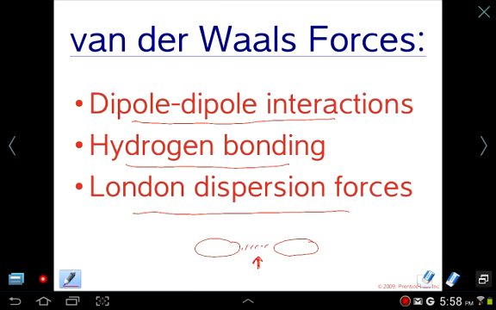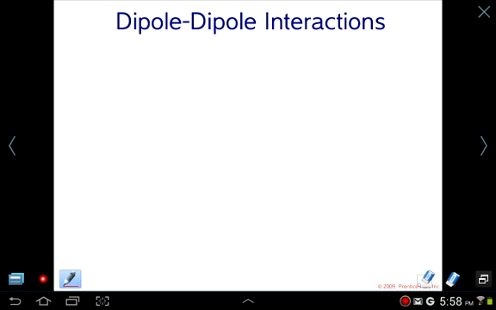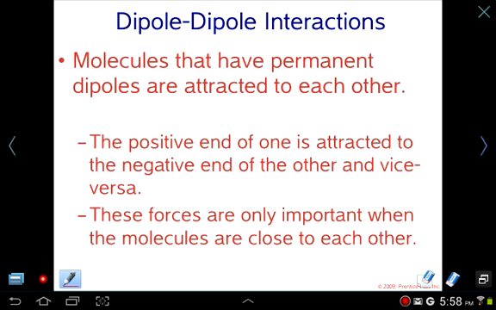Very important. The first one we'll take on is the dipole-dipole interactions. The first thing to do then is to recall that the word dipole means you have yourself a polar molecule.